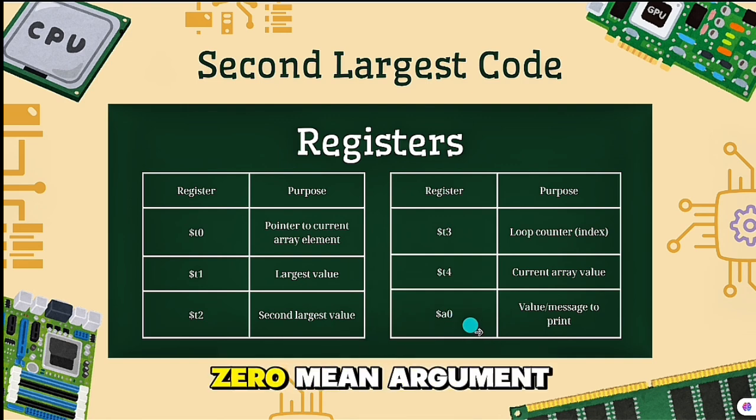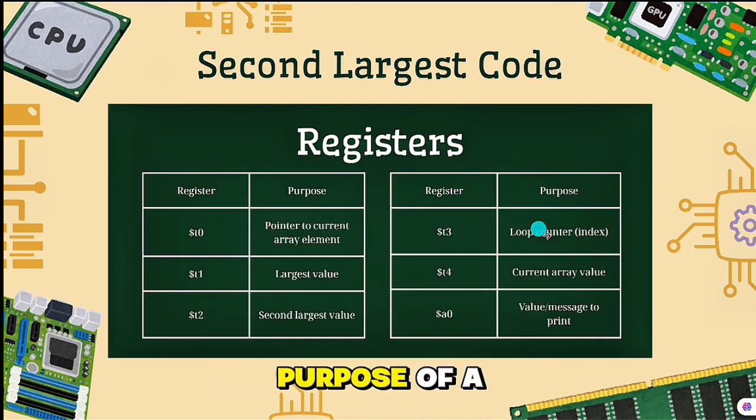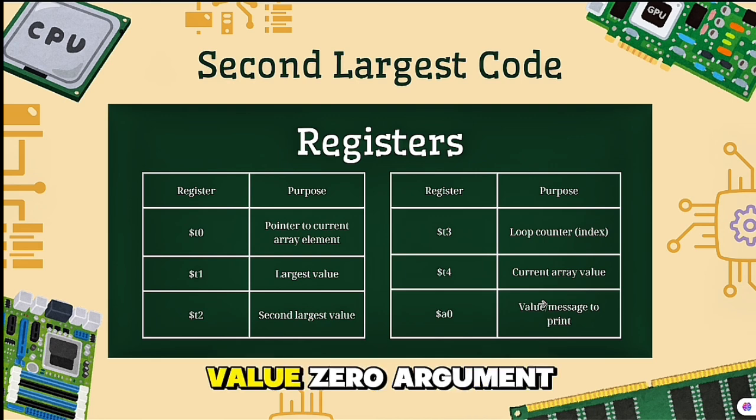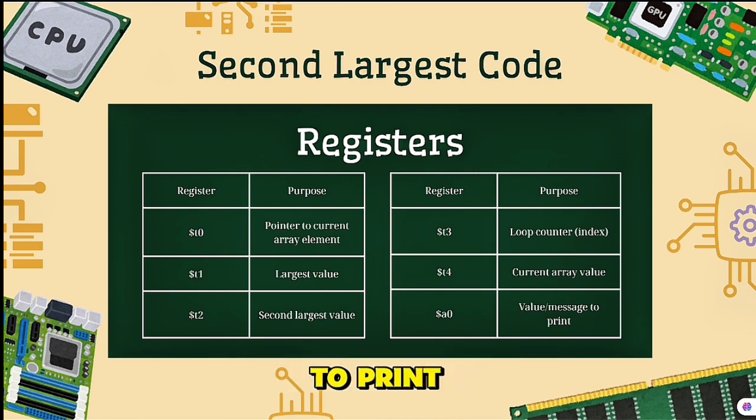So A0 means argument. The purpose of A0 is the value or message to print. For example, if you want to print T2, the value in T2 will move to A0, and then it will print the value in A0, which means T2. That's why it is the value or message to print. But if you want to print the value in T1, then we move the value of T1 to A0 because we want to print that value as the argument.